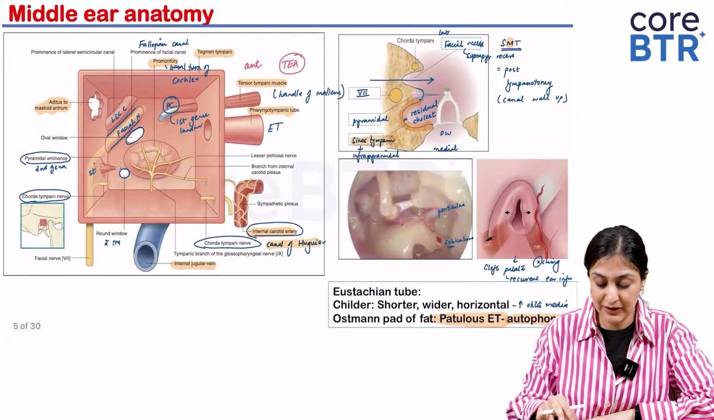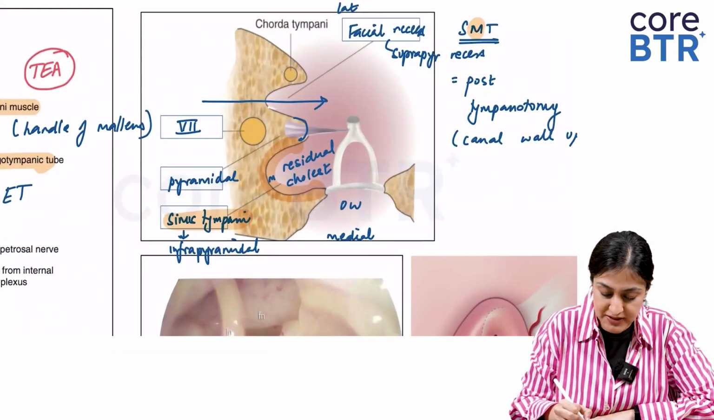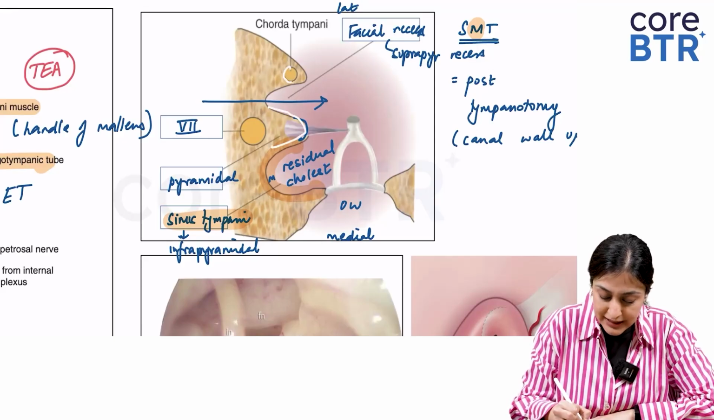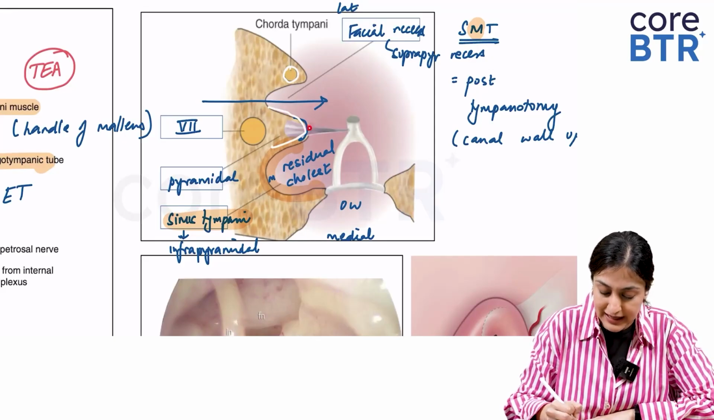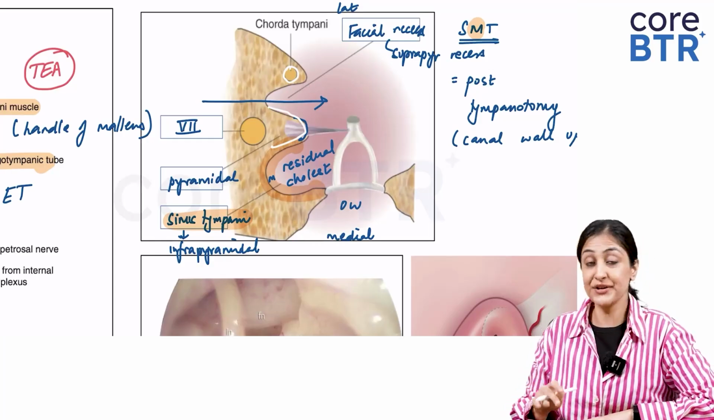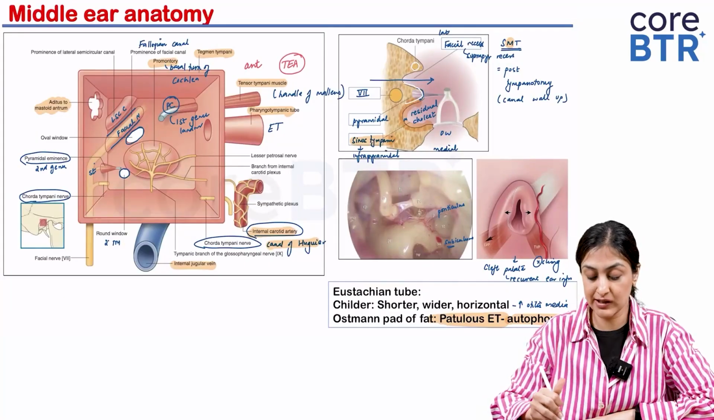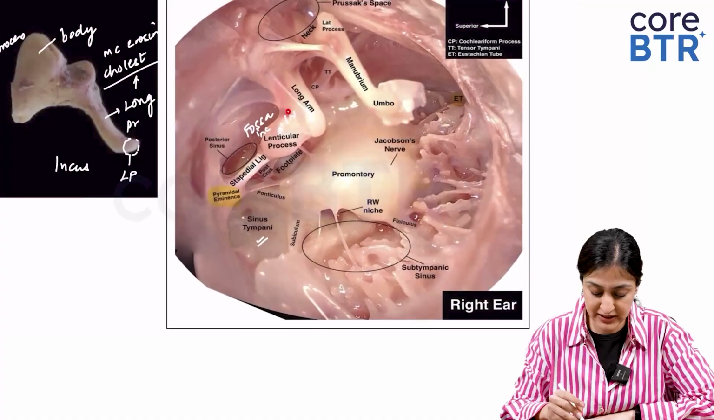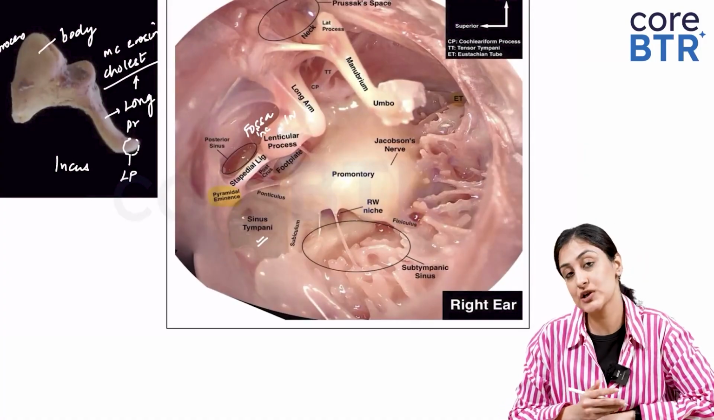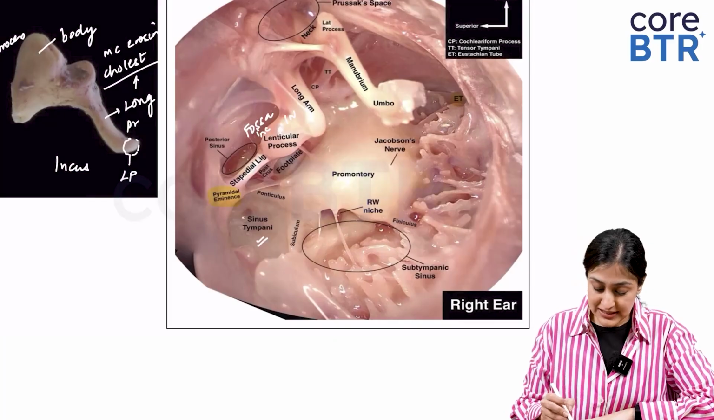So what would be the boundaries of the facial recess? It's pretty simple. I have the pyramid, I have the chorda tympani, and I have the fossa incudis here. Okay, so just keep this picture in mind: the pyramid, the chorda tympani, and now in this image, this is where the incus is. Okay, so the fossa incudis. What else can I see here?